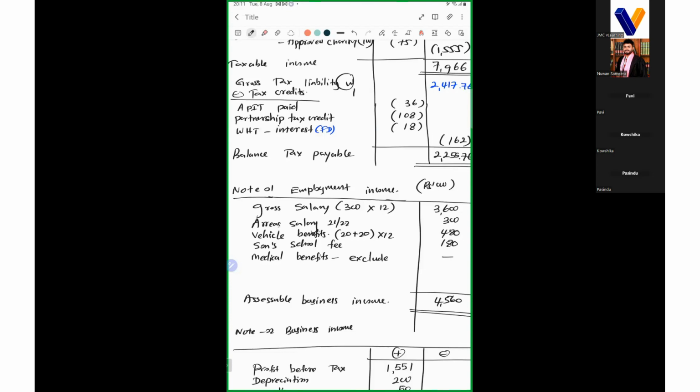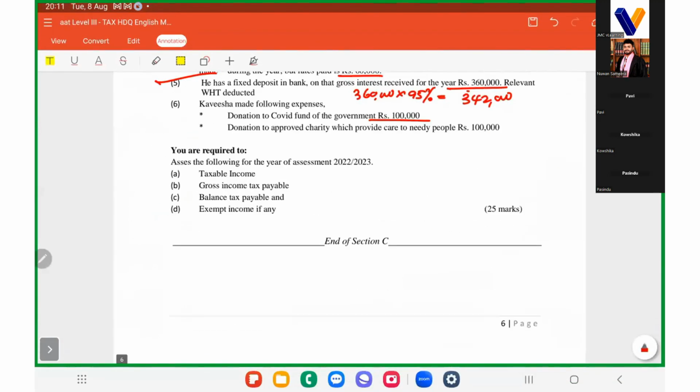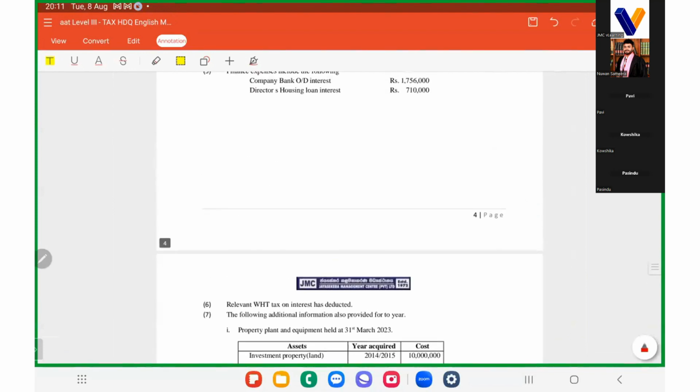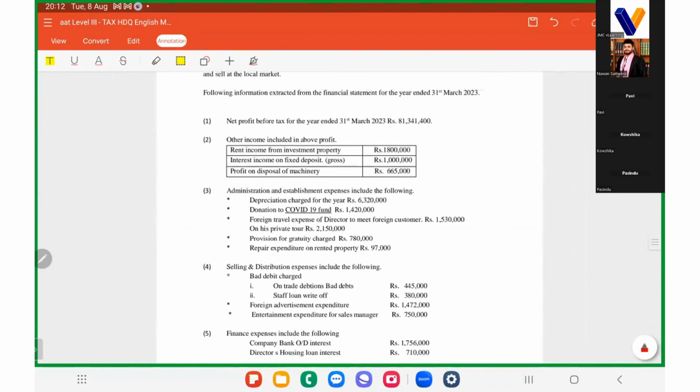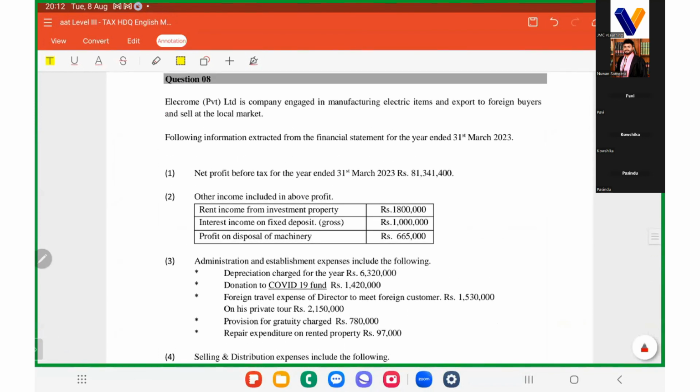Right. So then we can move into the discussion of the company tax. So we can discuss the company tax, right? Section number 8. So now you can see question number 8.